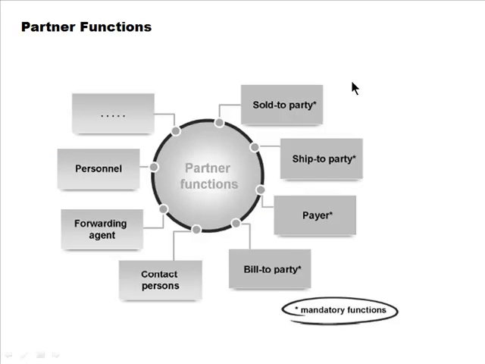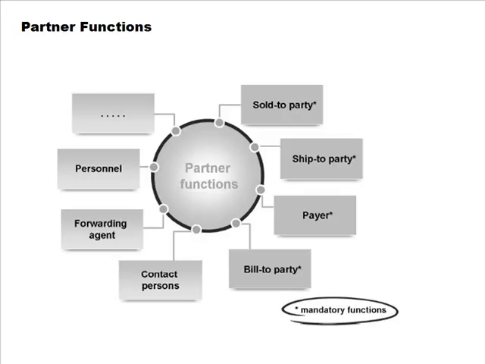Okay, now partner functions are, you've got a customer, and in a sales order, for example, you may specify the sold to party, the bill to party, the ship to party, the payer, right? Because you might be selling to somebody, the party may be one, then you might be shipping to a different party, right? Because that's what they may want. They may want you to ship to some other party. And then they may say you send the invoice to some place. And then finally some other party will pay, right?